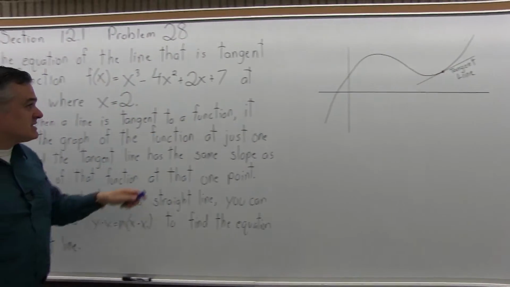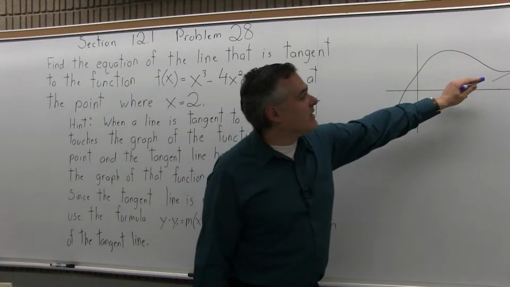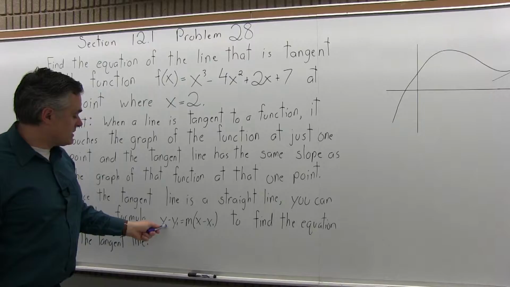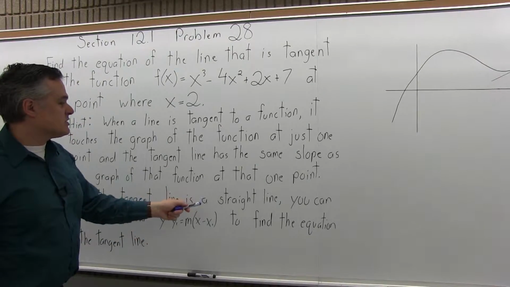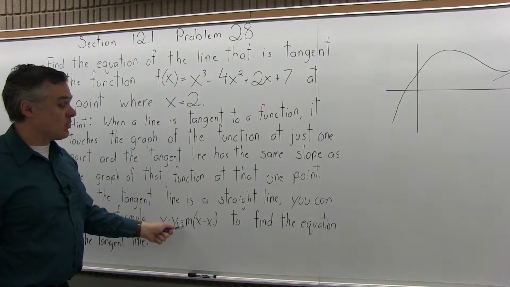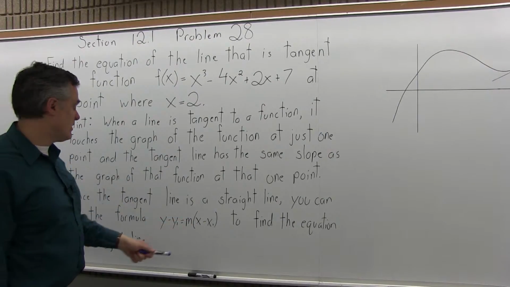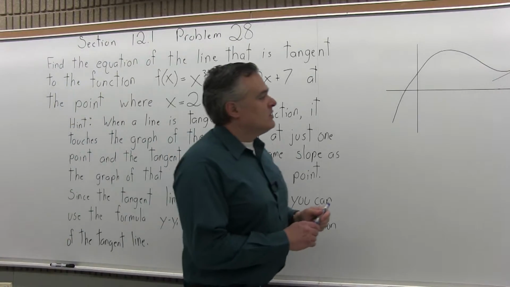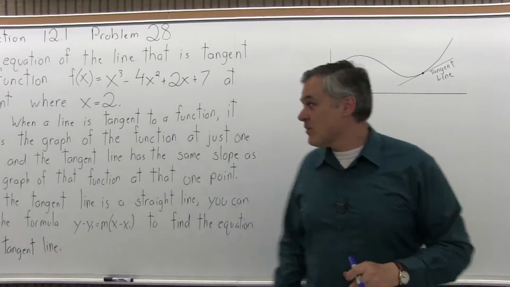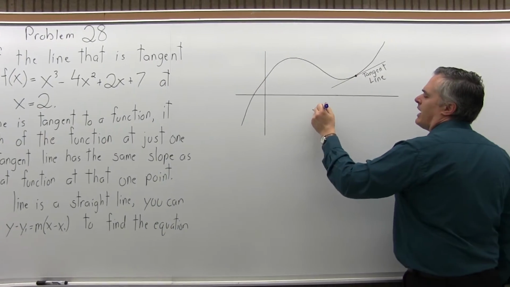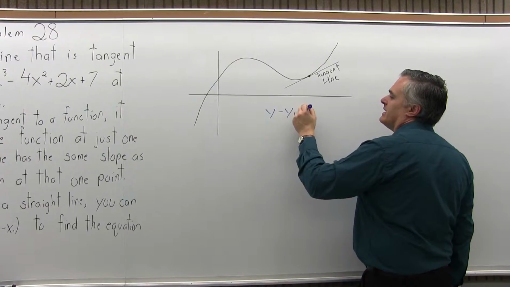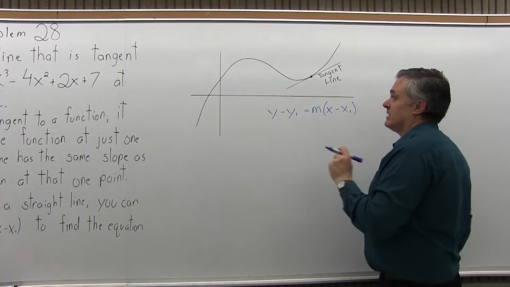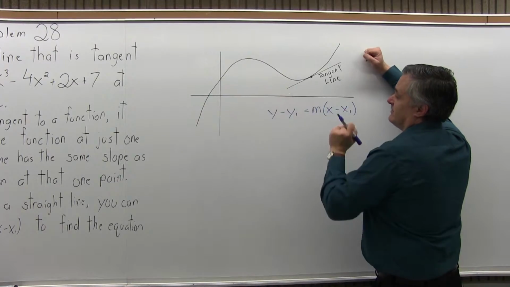And it goes on to say, since that tangent line is a straight line, we can use the formula for any straight line, which you're reminded of in the rest of the hint. It says, since the tangent line is a straight line, you can use the formula y minus y1 equals m times x minus x1 to find the equation of the tangent line. That formula finds the equation of every line. So ultimately, we're going to want to fill in y minus y1 equals m times x minus x1 to find the equation of this tangent line.